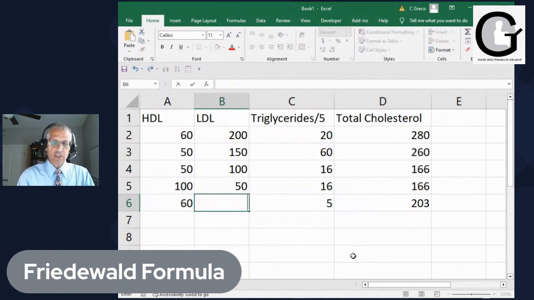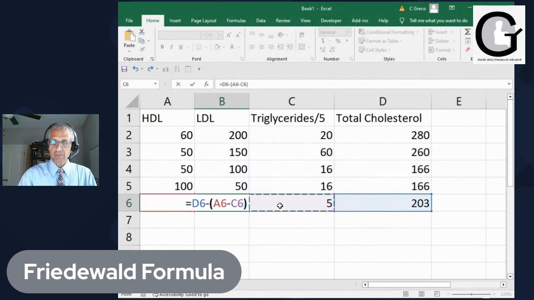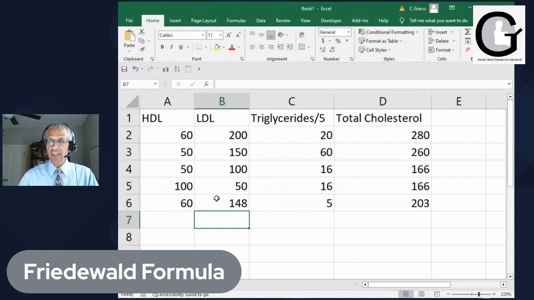I don't know what it is. Sure, I can say the LDL equals the total cholesterol minus the HDL minus the triglycerides over 5. So my LDL is 148. That's not a good number. 148 is not good.